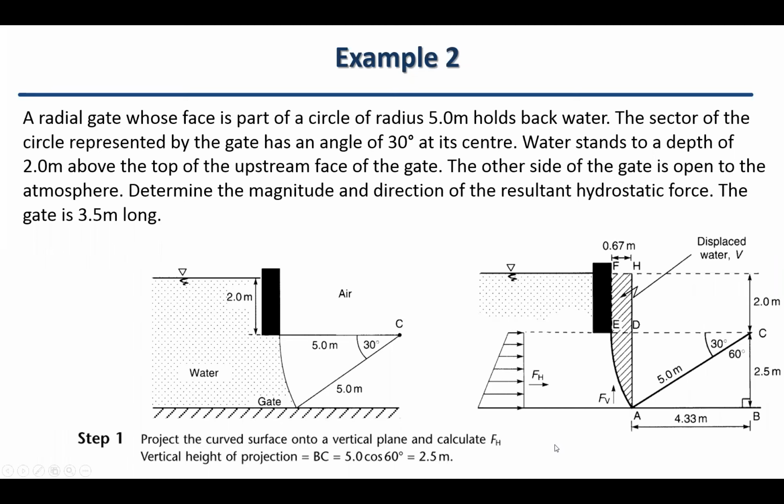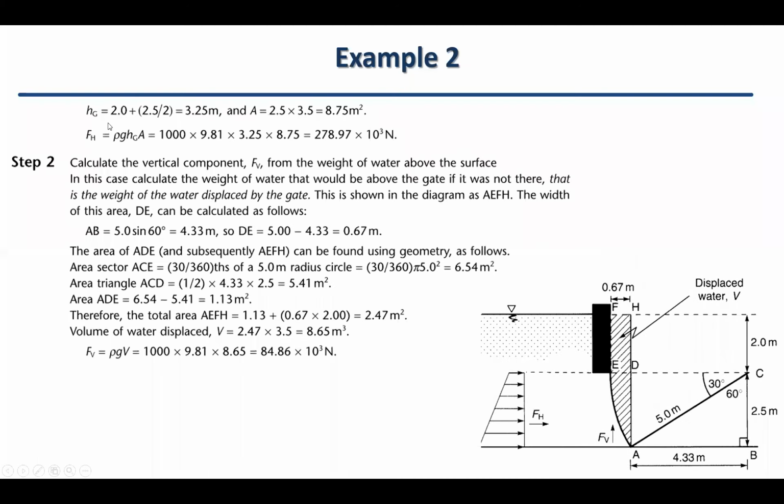Now if you look here again, to calculate HG, it is half of the 2.5 plus 2 meters. So the 2 meters plus half of 2.5 is 3.25.